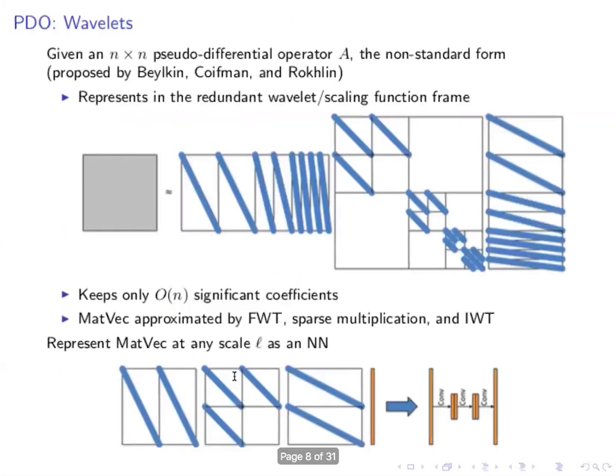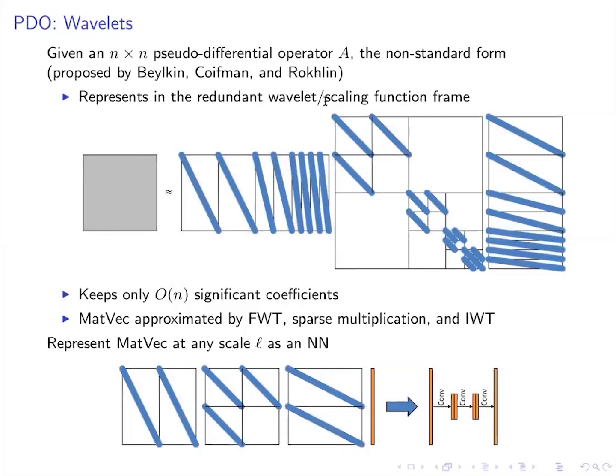All right. So what is this wavelet-based method? It is based on something called a non-standard form of the wavelet representation of a pseudodifferential operator. This was proposed by three mathematicians, Gregory Beylkin, Ronald Coifman, and Vladimir Rokhlin. By now it's more than 25 years ago, almost close to 30 years ago.